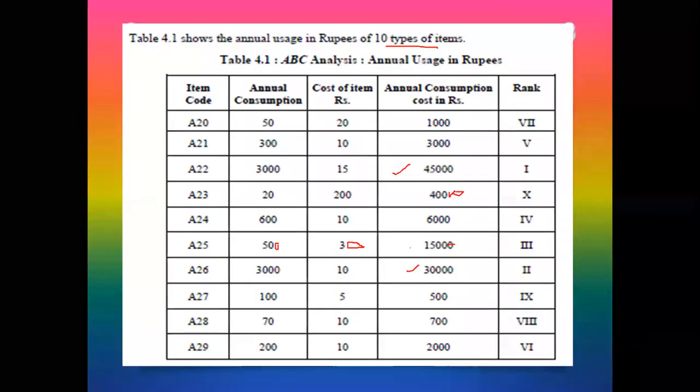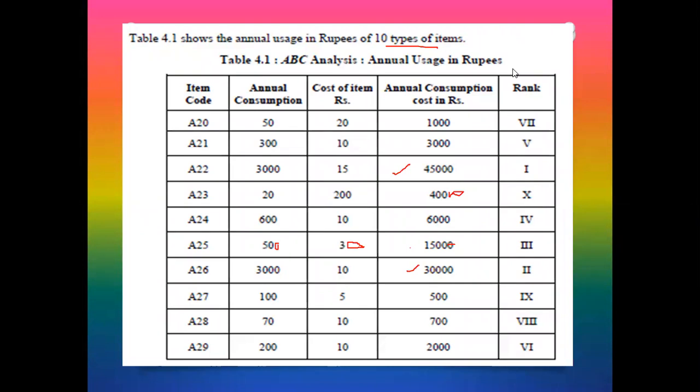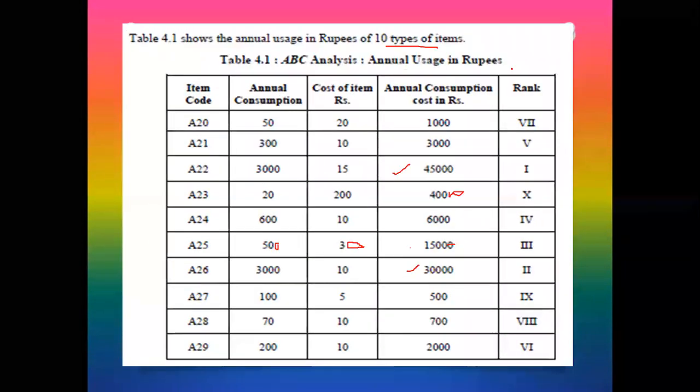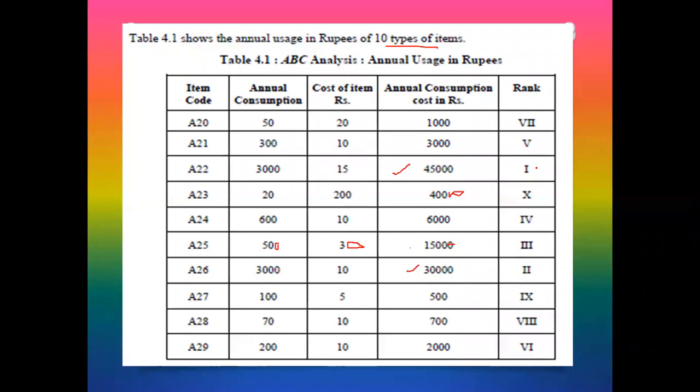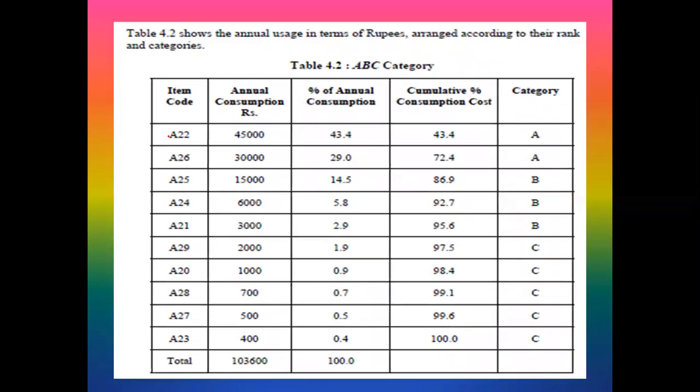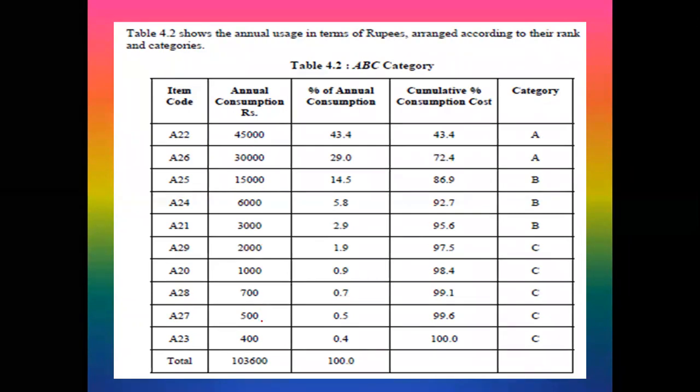Once after giving the rank like this, for the ABC analysis of annual usage in rupees, then draw the chart again. Then you get the answers: rank 1 is 822, rank 2 is 826. Now see the item codes according to the ranking: 822, 826, 825. According to the rank we have arranged here that annual consumption: 45,000, then it keeps reducing, so keep on reducing the consumption.